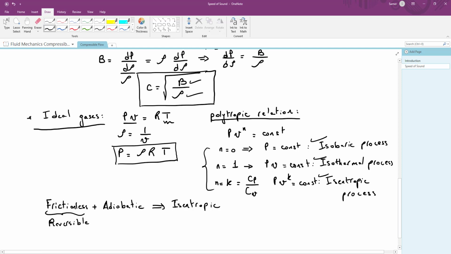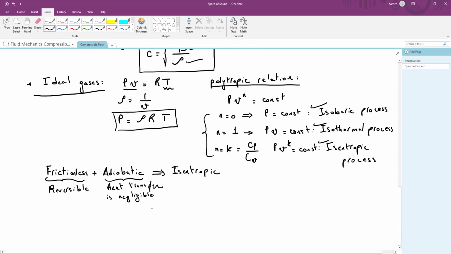Irreversibilities can be mainly caused by frictional effects. And since here we have a frictionless process, this means that this process is free of irreversibility, and we call it reversible. And adiabatic simply means that heat transfer is negligible. The combination of these two conditions is called an isentropic process.